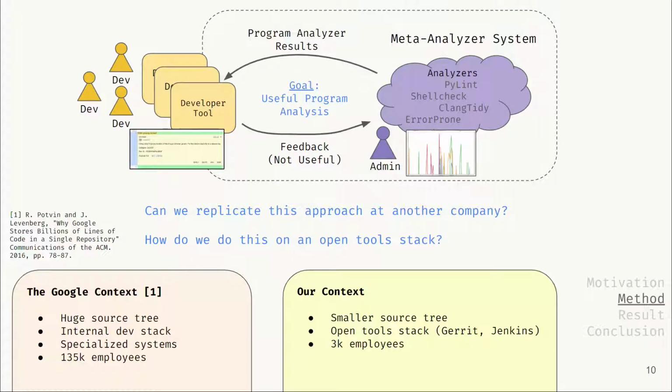So in the Google context, there are over 100,000 employees, and the source tree is huge. Also, the systems they use when developing are often internal, specialized and customized tools. And we try to move this code analysis approach to a smaller company with about 3,000 employees and a tool stack built up on open source tools with a core of Jenkins and Gerrit.